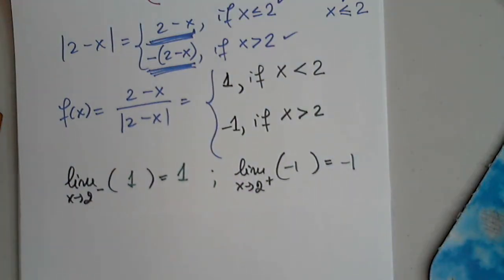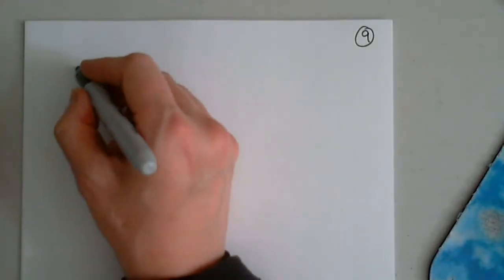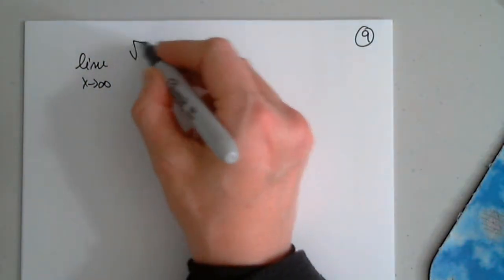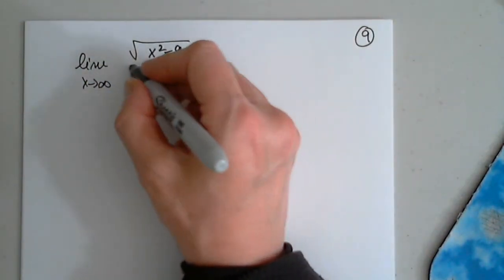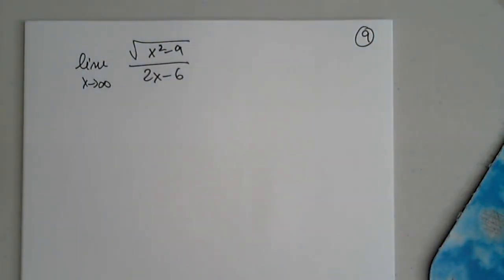Good. Anything else? So please remember this. Okay, next problem. What would you like to work on? Could we do 5F? Yes. C, D, E, F. Very good. So this is limit as x approaches infinity of the square root of x squared minus 9 over 2x minus 6. Good. How do we start?